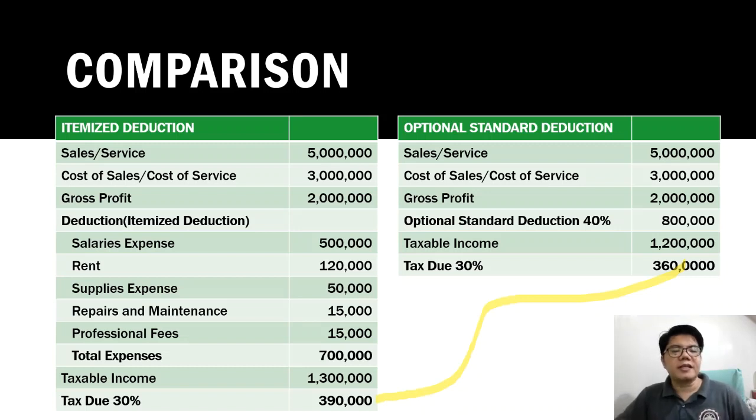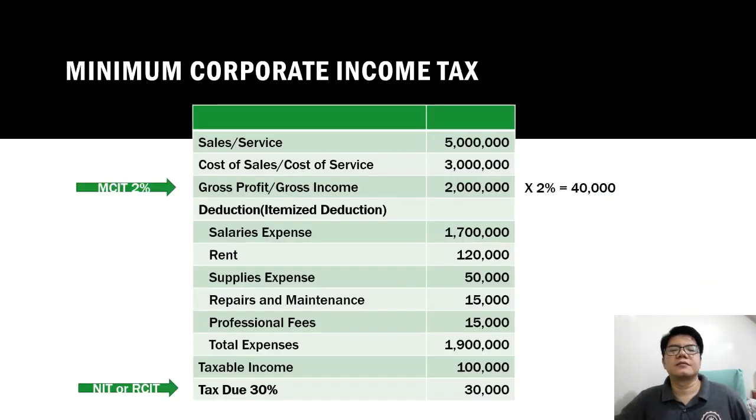It will depend on the items included in the itemized deduction or the total expenses of the itemized deduction. So if the total expenses is greater than the amount derived from the optional standard deduction, so definitely the income tax due under the itemized deduction will be lower than the income tax due computed from the optional standard deduction.